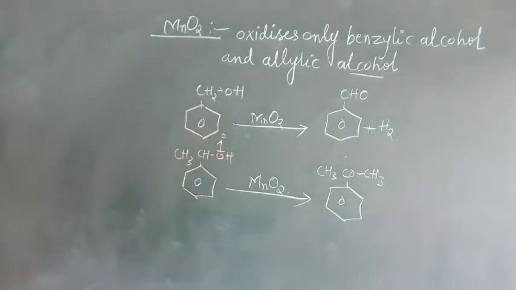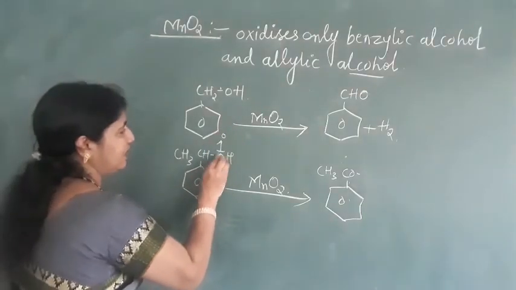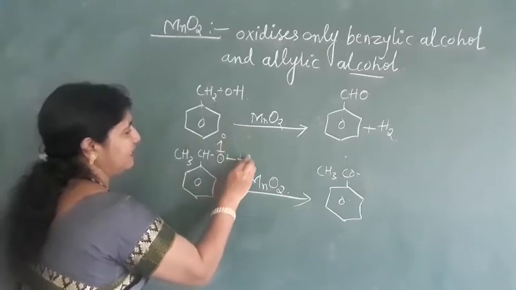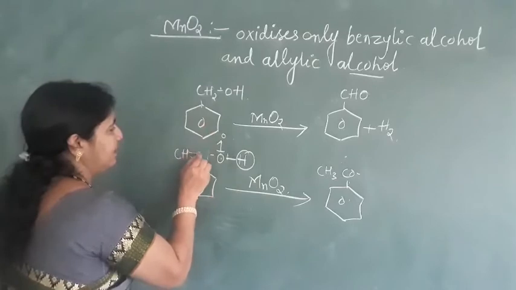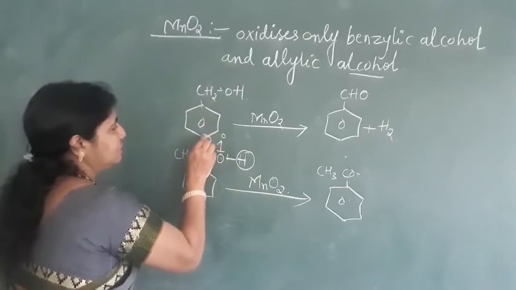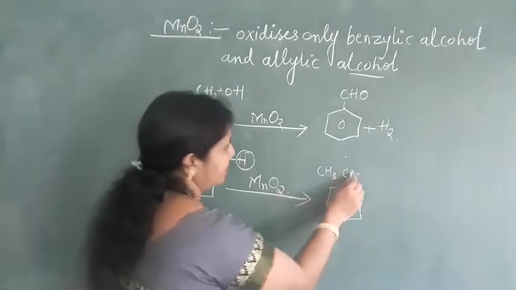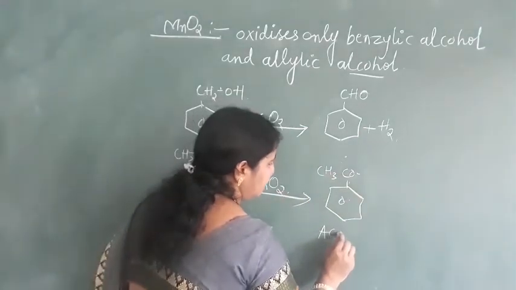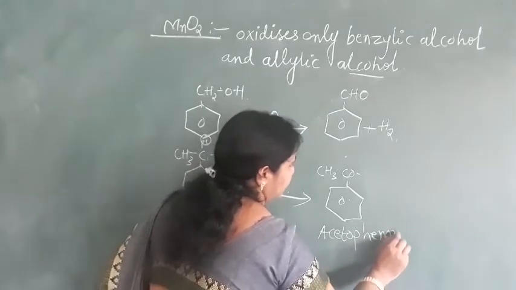Acetophenone we will get here. One hydrogen bond you just break from here, and one hydrogen of this CH bond here. These two hydrogens we have to remove, so we will get COCH3 here. What is its name? This is acetophenone. It is a ketone.